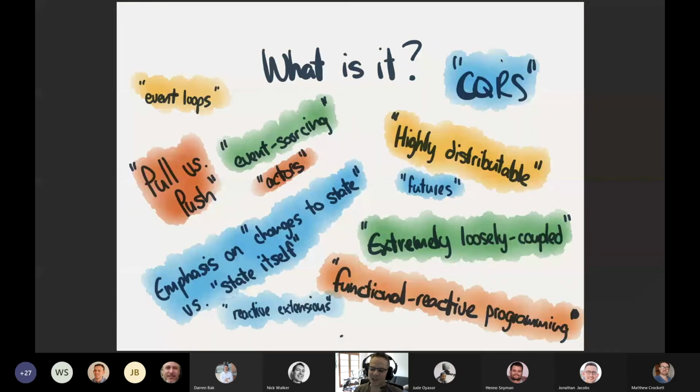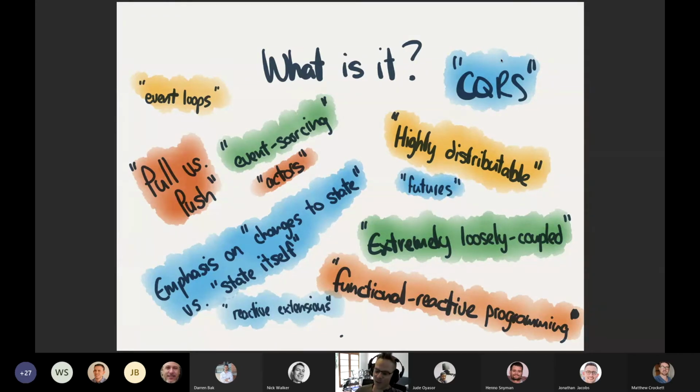But what is it like actually, right? And these are just some more words that might appear more in the what category of things. So it could be like event loops, it could be event sourcing, actors. There could be a tendency to have more of a pull versus a push in your architecture. CQRS is a big word. Highly, that's more of a why. That's not a what. Highly distributable futures. That's something you might have heard about, or observables. Extremely loosely coupled. That's certainly a why, not a what.